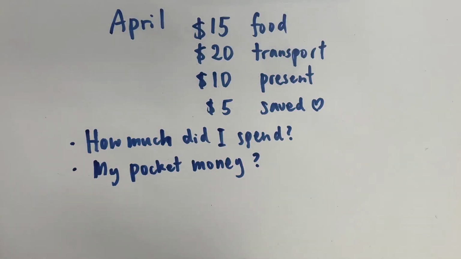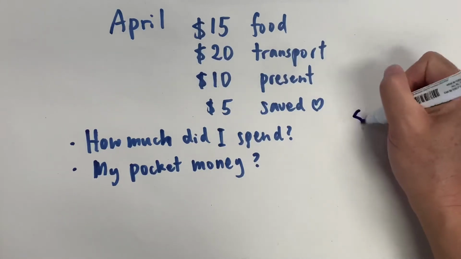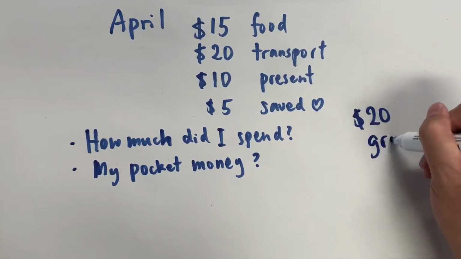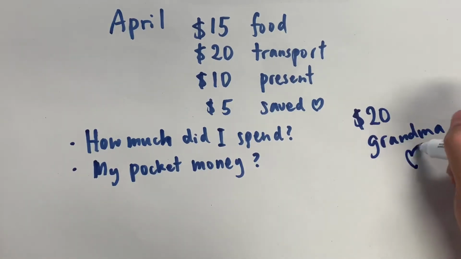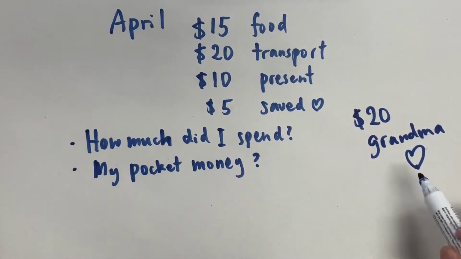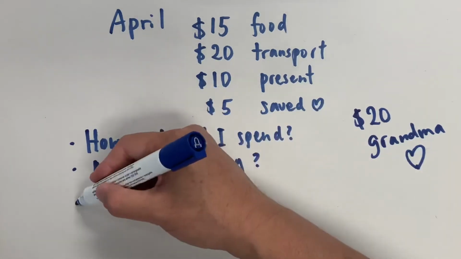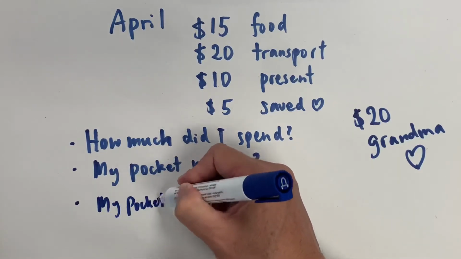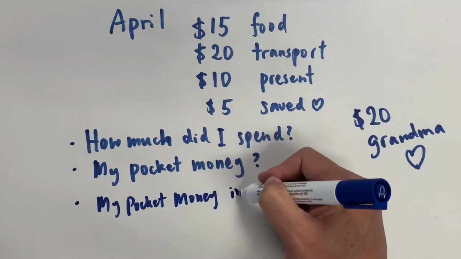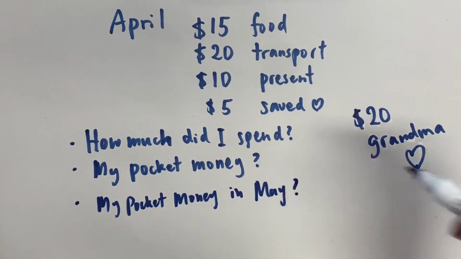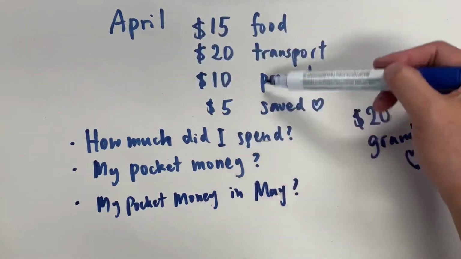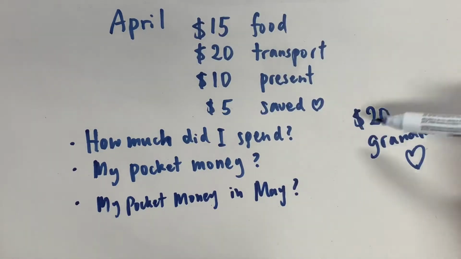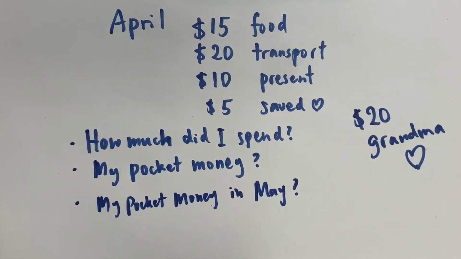And last question. My dear grandma gave me $20 at the beginning of the next month in May. So my grandma suddenly decided to give me $20. Now, how much can I spend in May? So my pocket money altogether next month. This April was this much. In May, I can have an extra 20. Can you make a bar model?